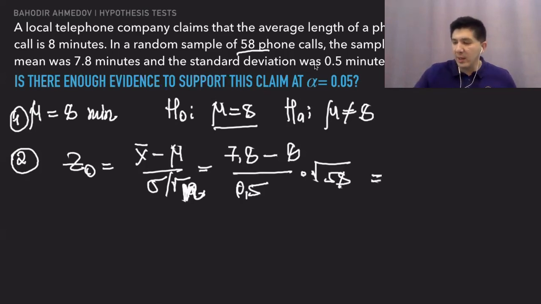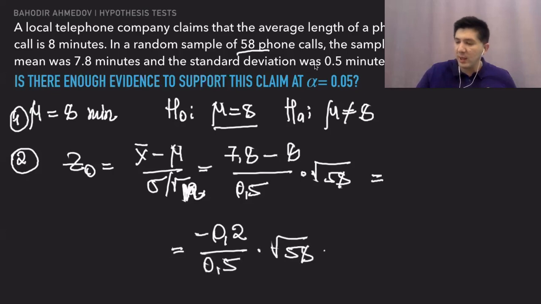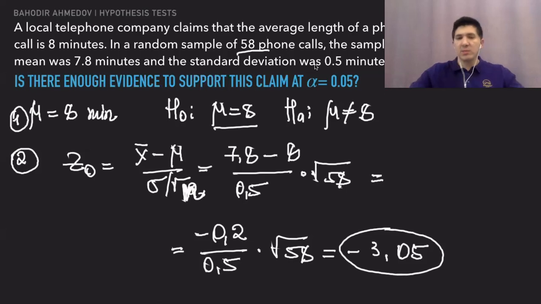So we can calculate this. It's going to be minus 0.2 divided by 0.5 times the square root of 58. So let me calculate this. If you calculate this, it is going to be minus 3.05. So minus 3.05. This is the test statistic. So previously, what we did is we found this minus 3.05, and we found the p-values, right, using the table. So in this case, we're going to do this a little bit differently.